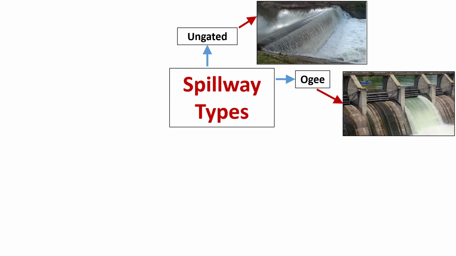Second is Ogee Spillway. This is commonly seen all across the world. This type is seen in all the old and new dams. This is applicable to all dam heights, from small to very high dams. The gates can also be of varying size. They can vary from small, let's say 3 meters, to more than 10 meters gate sizes also. Different types of gates are also possible.